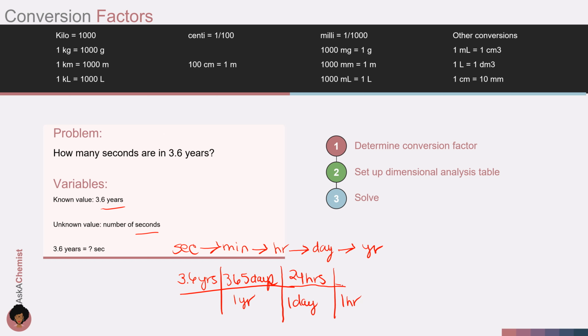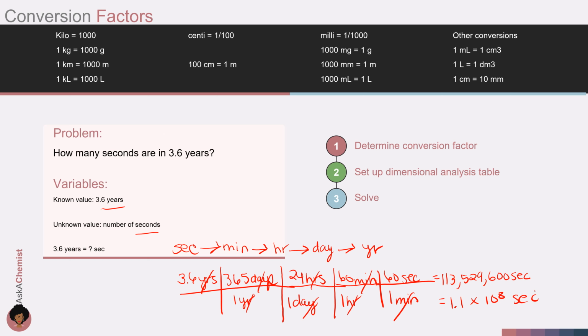In 1 hour, there's 60 minutes. And in 1 minute, there are 60 seconds. So all of these units that we don't want need to cancel to leave us with our desired units of seconds. And so if we multiply all of these across, we end up with a final value of 113,529,600 seconds. Or we could put this in scientific notation and say 1.1 times 10 to the 8 seconds.